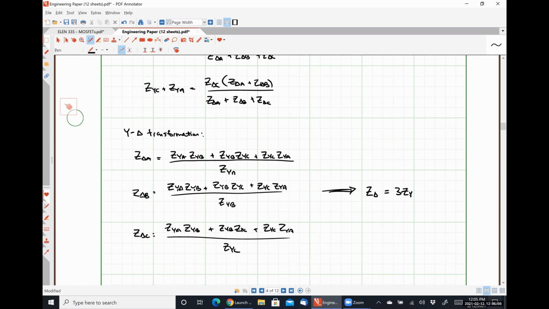So if I want to convert from a Y to a delta and I have a balanced load, I simply multiply my load impedance by 3, and that gives me the delta configuration. What do you think is going to happen when I go the other direction? I divide by 3, or I multiply by a factor of 1/3. So I'm just going to state that explicitly. ZY is 1/3 multiplied by Z delta.